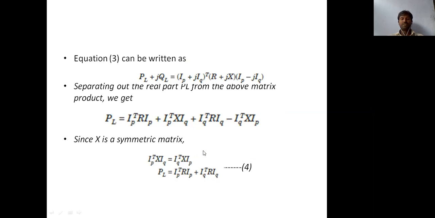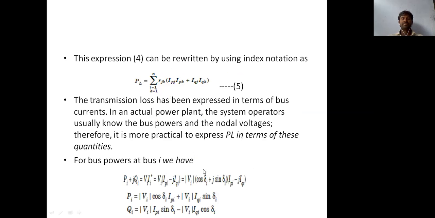This expression can be written using index notation: PL equal to the summation over j equal to 1 to n and k equal to 1 to n of R_jk into (IP_j IP_k plus IQ_j IQ_k). This is the transmission line losses expressed in terms of bus currents only.